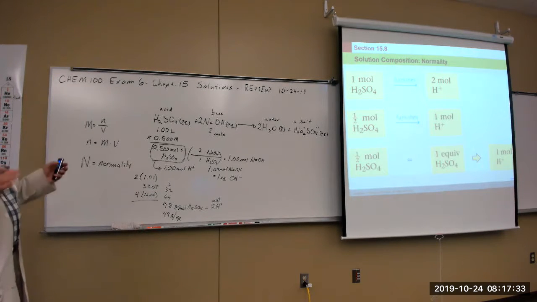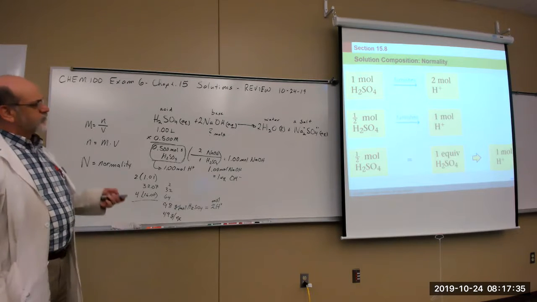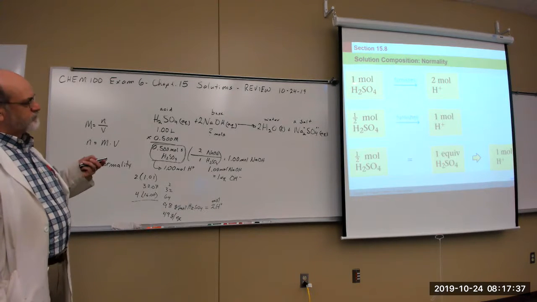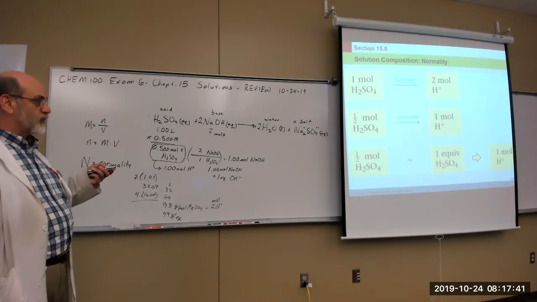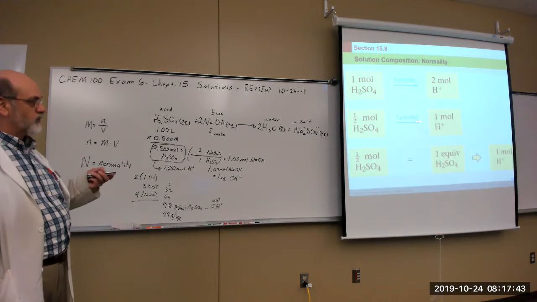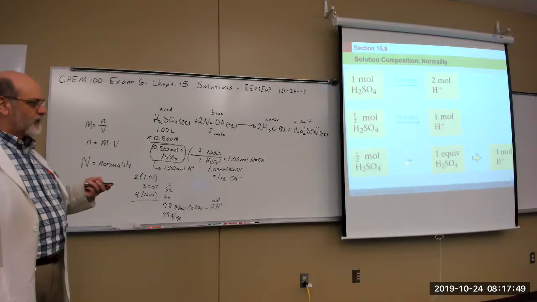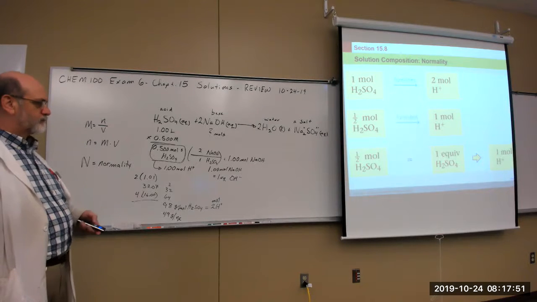Okay, so this is the author's idea: if you have 1 mole of that, you get 2 moles of this. So that means half a mole of sulfuric acid produces 1 mole. So this is the equivalent of sulfuric acid, which is half a mole, to produce 1 equivalent.